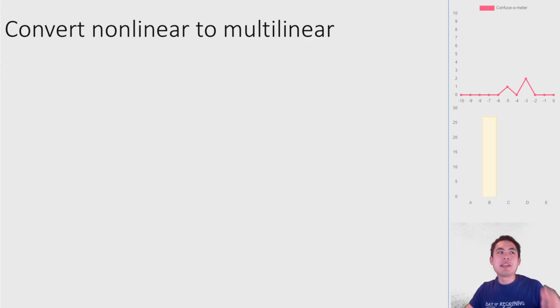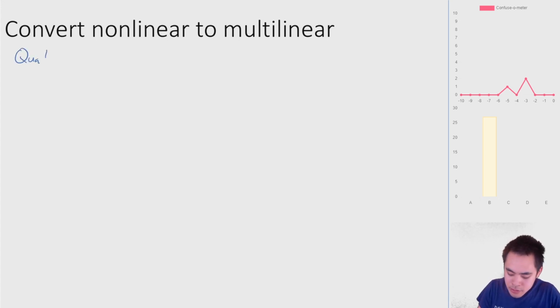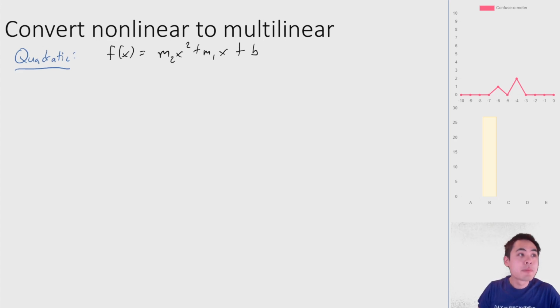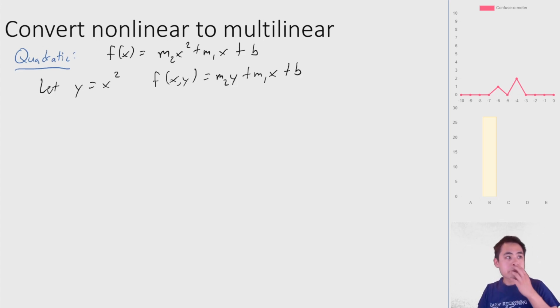So, how do we convert a nonlinear regression to a multilinear one? Well, based on the way I wrote out the equations, you might guess that we need to convert it into a multilinear form. So we just need to substitute a bunch of variables. Let's say that we want a model f(x) = m2x² + m1x + b. Well, what if we introduce a new independent variable? Let's say we let y = x², and then we have a new function, f(x, y) = m2y + m1x + b.